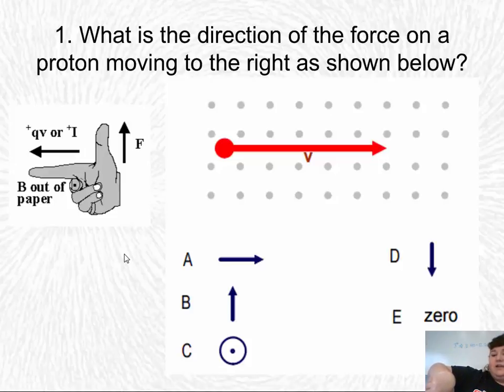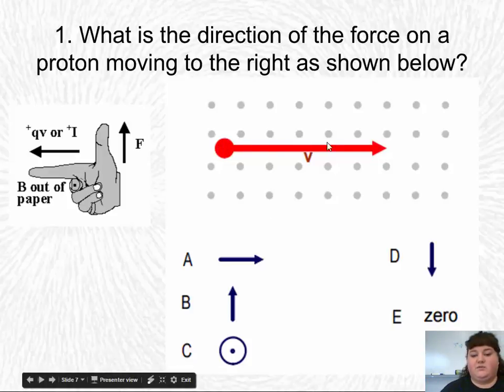So my answer for this one should be D. My force is going to be downwards on that charge. So we would see the charge start to move downwards. So answer is D on this one.